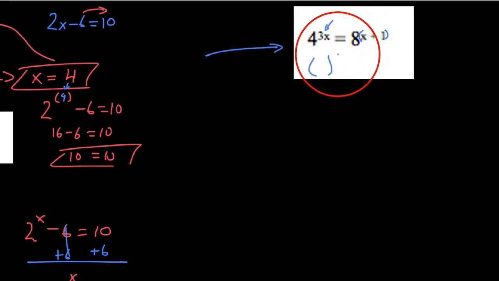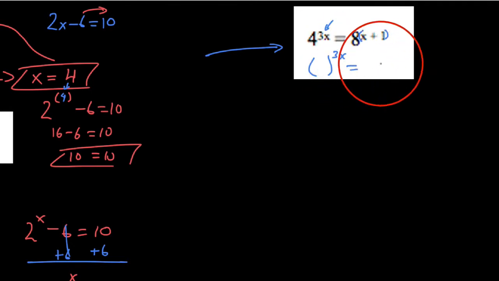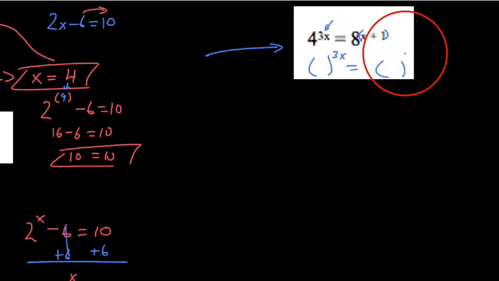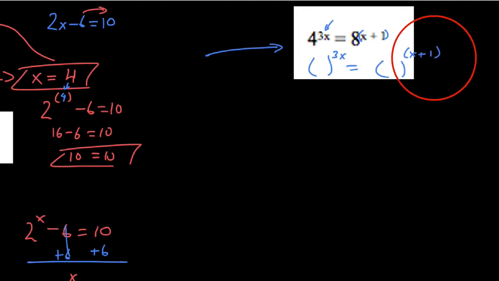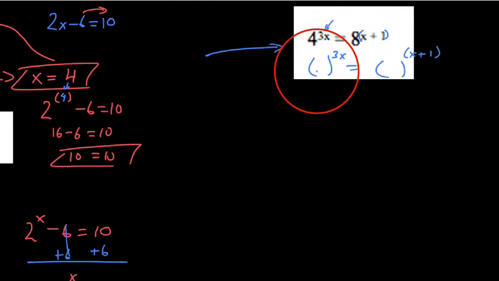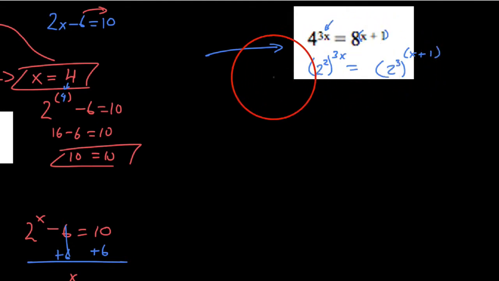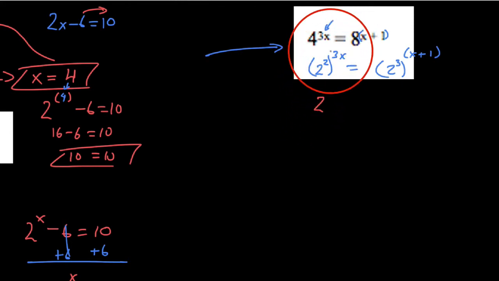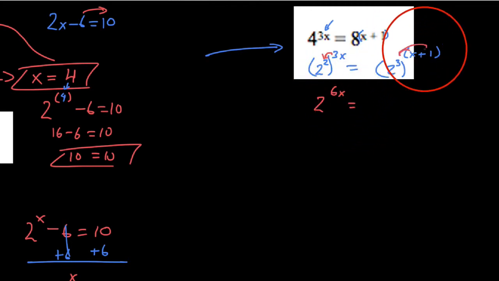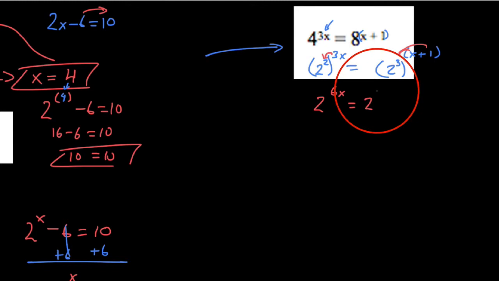So I'm going to rewrite both sides. I'm going to say that this thing, which is a power of 2, is equal to this thing, which is a power of 2, and they're both being taken to their respective exponents. Except we said that 4 is really 2 squared, and 8 is really 2 cubed. To solve this using the one-to-one property, we use our rules of exponents: when you raise a power to a power, you multiply. We get 2 to the 6x now, and on the right side, we get 2 to the 3 times x plus 1, which is 2 to the 3x plus 3.